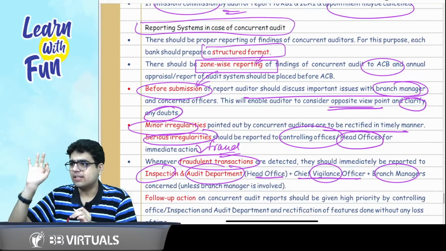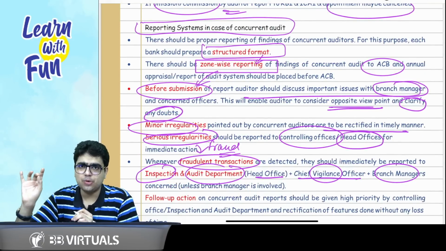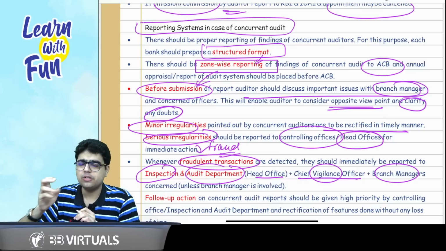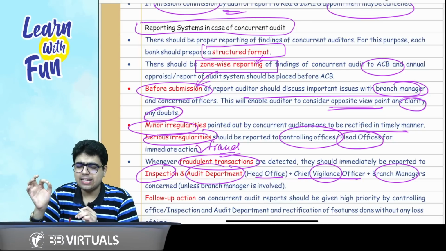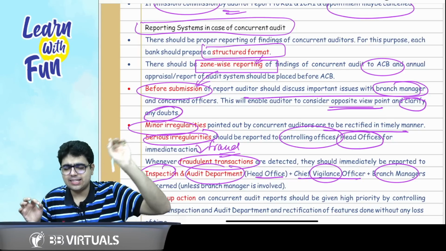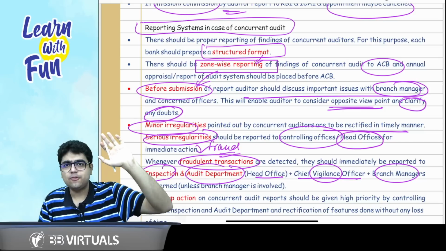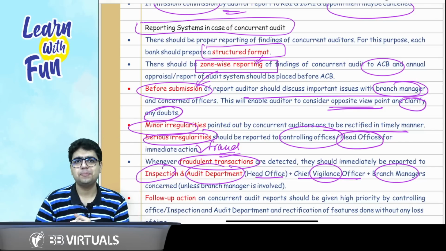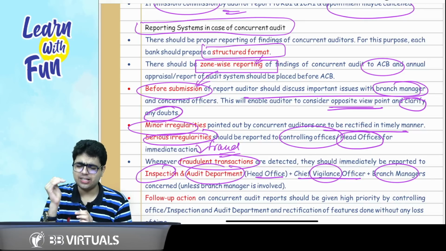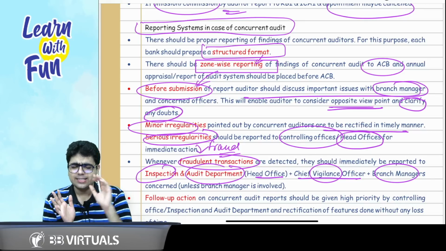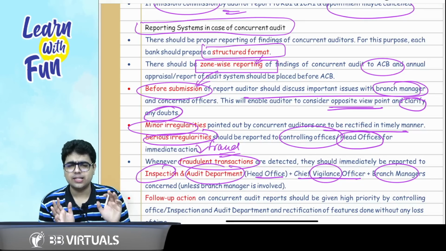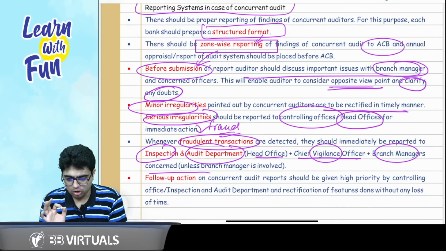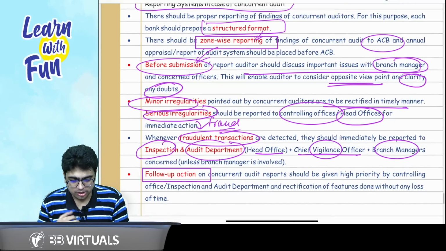Once again: structured format, zone-wise reporting. Before you submit the report, check with the branch manager, consider his opposite views. Minor irregularities, resolve quickly. Serious irregularities, report to the head office. In case there is a fraud, report to the big people. Who are these big people? Internal audit, inspection and audit department at the head office, CVO, chief vigilance officer, and the branch manager, unless he is involved. And at the end, follow-up action should be taken on your report.